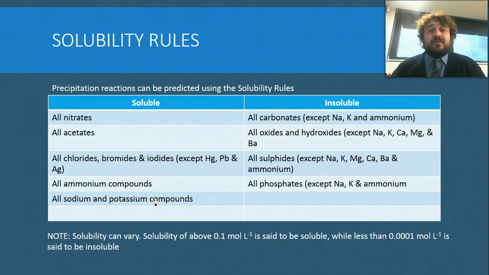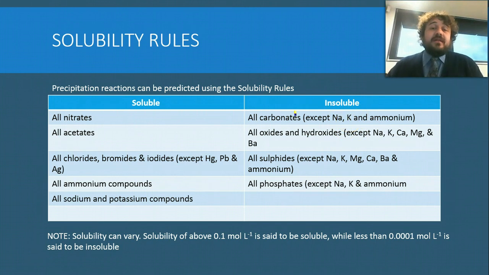Here are our solubility rules. So basically, we can predict the precipitation reaction using the solubility rules. Alright? So these are the things which we call soluble. All nitrates, all acetates, all of the chlorides and iodides, except for mercury chloride, lead chloride, and silver chloride. All ammonium compounds, and all sodium and potassium compounds. You can see these working over here.